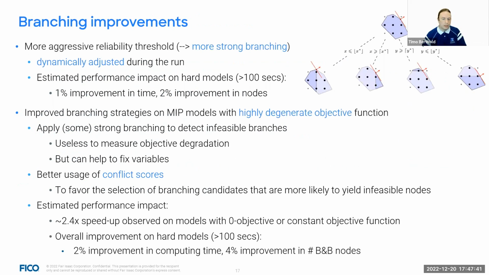Okay, let's continue with branching. The main branching strategy in Xpress is reliability branching, which combines so-called pseudo-cost branching and strong branching. Strong branching is a very precise but expensive evaluation of branching candidates where you tentatively fix each candidate to each of the possible branching values and solve the resulting LP, at least for a couple of iterations.